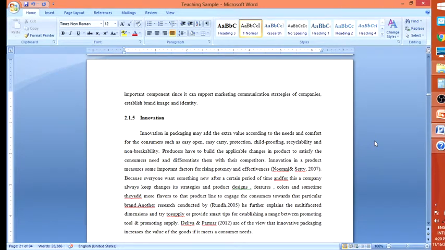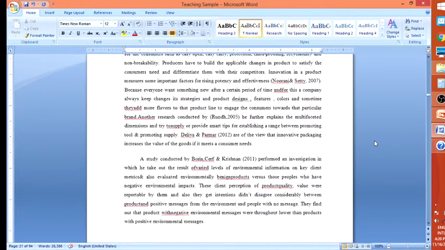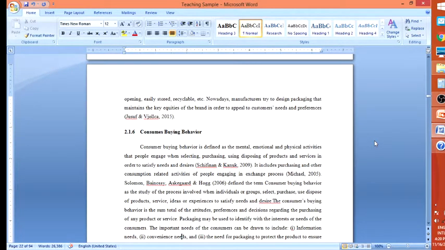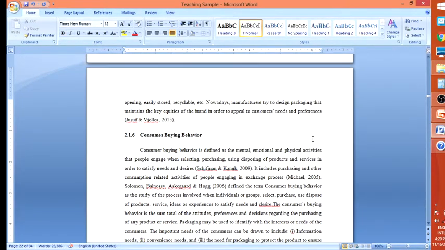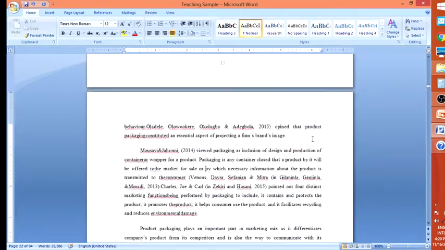Now, for the next variable, we are looking at consumer buying behavior. You might not get write-ups for all variables. Where you don't have write-ups for all variables, just talk about the main variable. What do I mean? Now we are going into the next variable, which is consumer buying behavior. And here you see we have consumer buying behavior as the next one. That's 2.1.6.